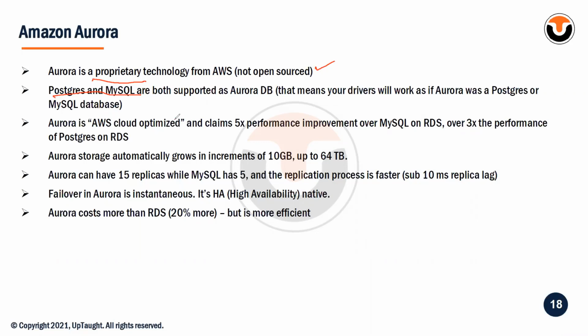So this is a cloud-optimized database. They claim 5x better performance than a normal instance where you're running MySQL on EC2, or MySQL on RDS. For Postgres, it is 3 times better. The database also auto scales, growing in chunks of 10 GB. First 10 GB is used, then another 10 GB is added, then if that 20 GB is gone, they add one more 10 GB. And it can go up to 64 terabytes.